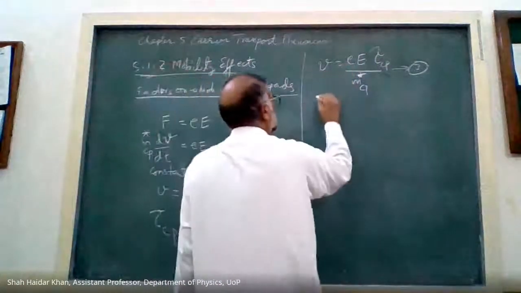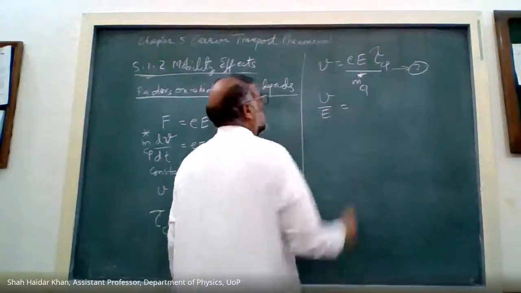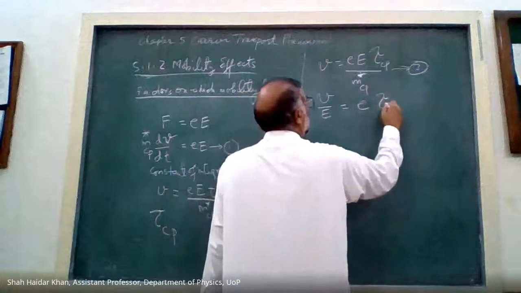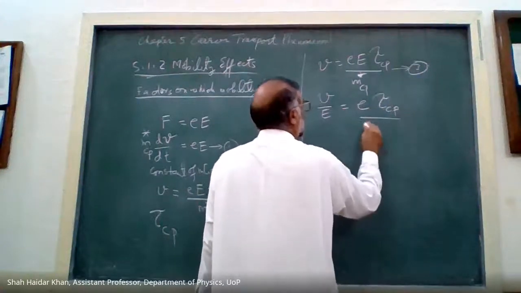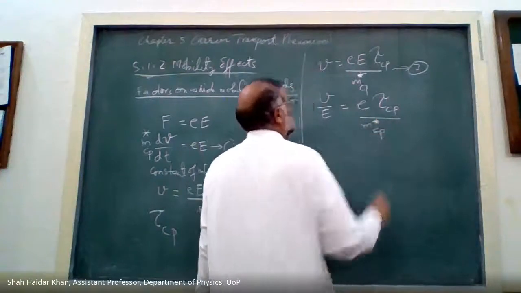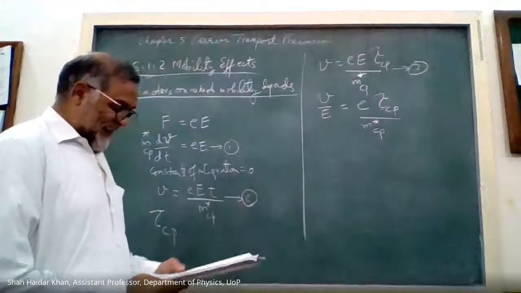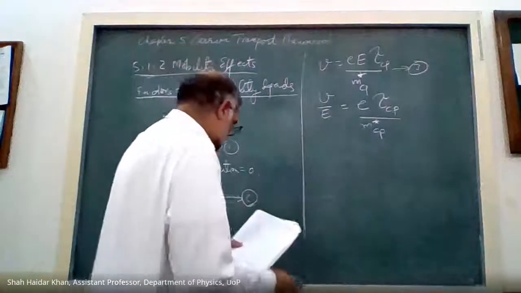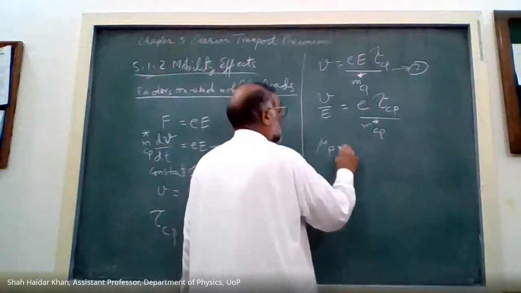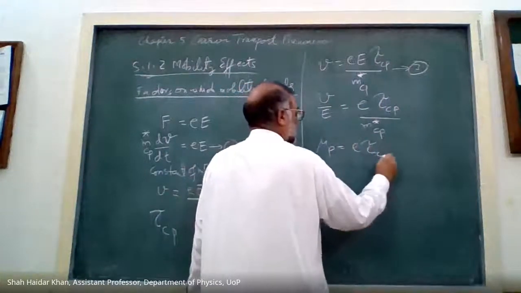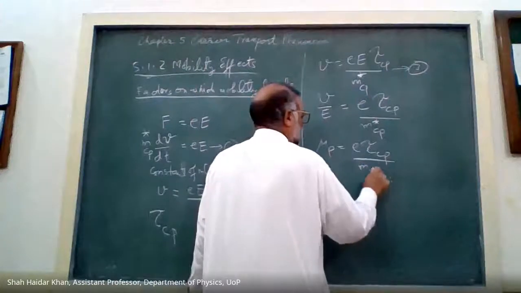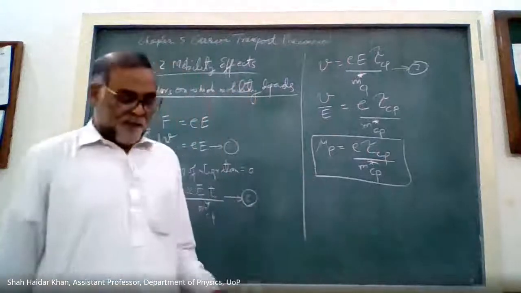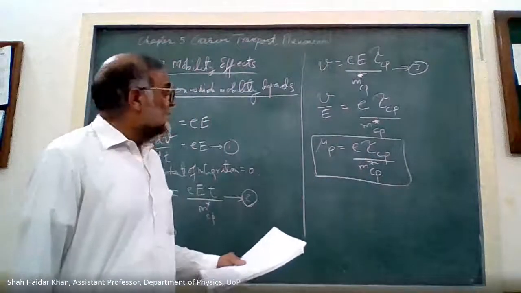Now we know that we can write this v by E, and that is e tau_p divided by m_p into tau, right? And what is this thing? As we said, that was the mobility, right? So the mobility of holes will be equal to e tau_p divided by m_p star, the effective mass. This is equation number 4, suppose.